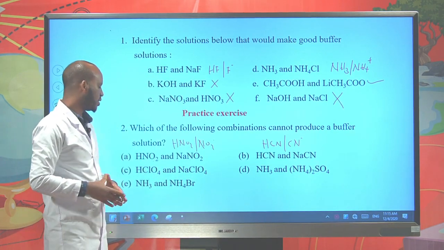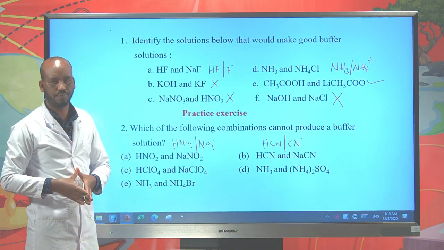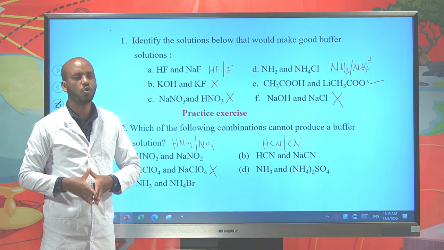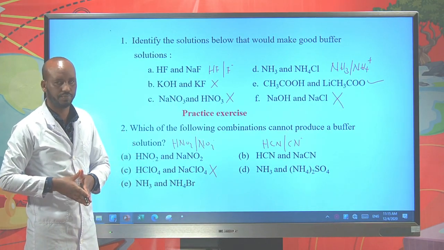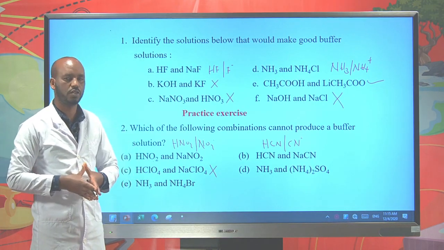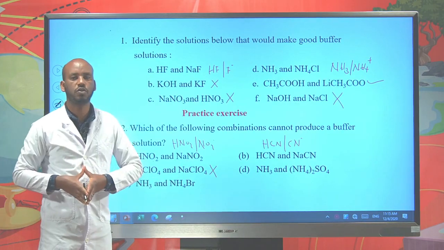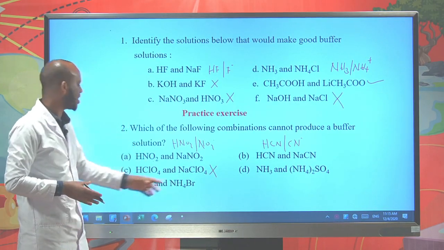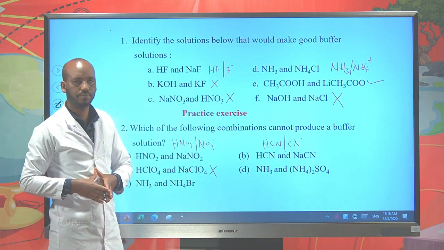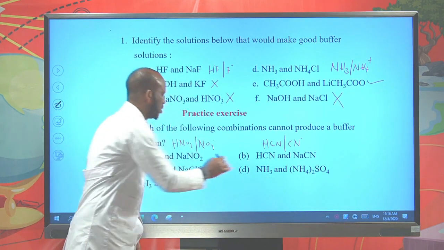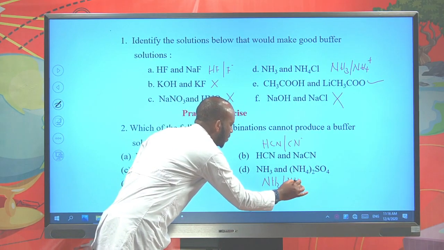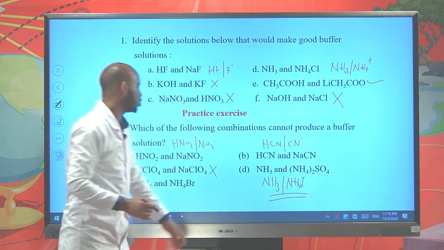C, perchloric acid and sodium perchlorate. This is not a buffer solution because perchloric acid is a strong acid. A solution is said to be a buffer if it contains a weak acid and its conjugate base, or a weak base and its conjugate acid. This is not a buffer solution. D, ammonia and ammonium sulfate is a basic buffer solution. Ammonia, NH3, and its conjugate acid, NH4 plus, make a basic buffer solution.